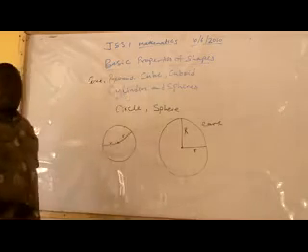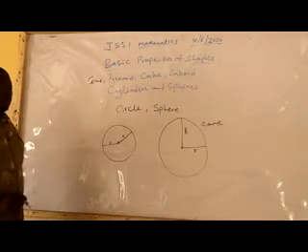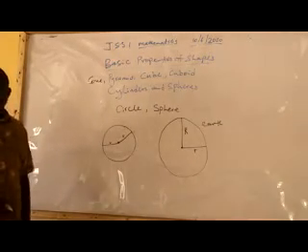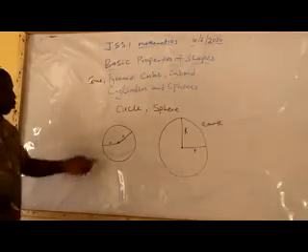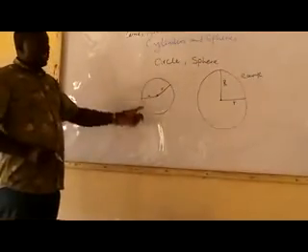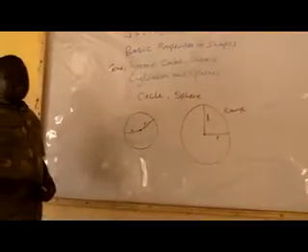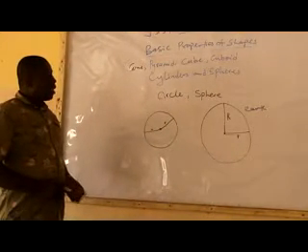A good example of a circle is a circular surface you can see around you. A circle is something that has equal distance from a particular center. That is about a circle.